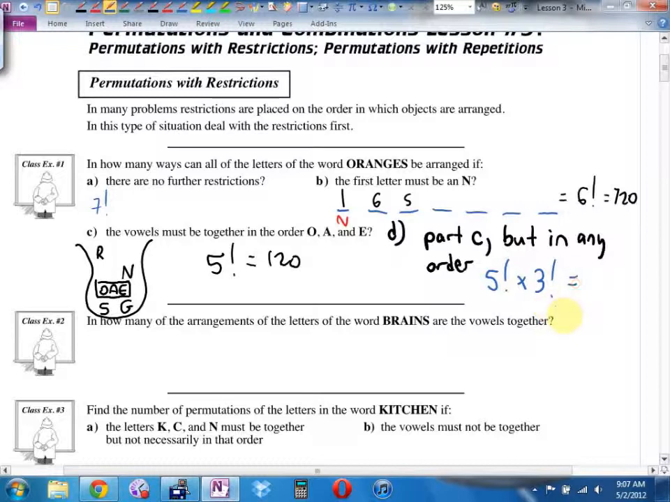Which is 120 times 6, 720 again? Yeah, 720? I've got it. The answer always ends with 20. No, that's just a fluke right now.